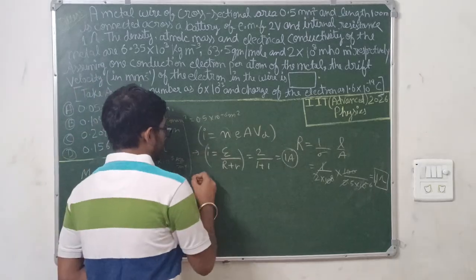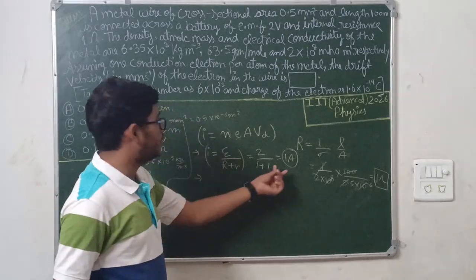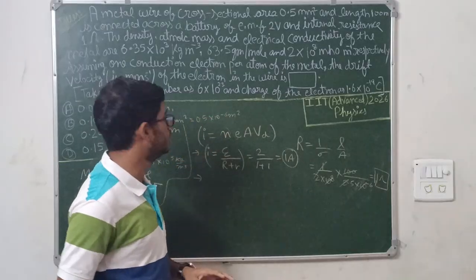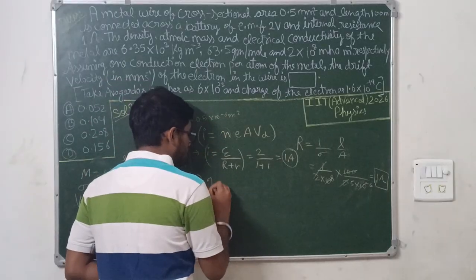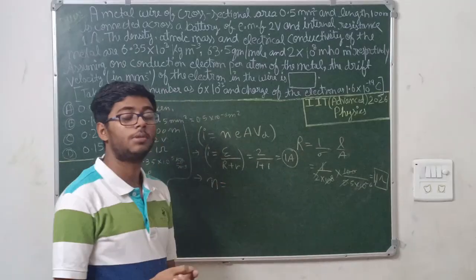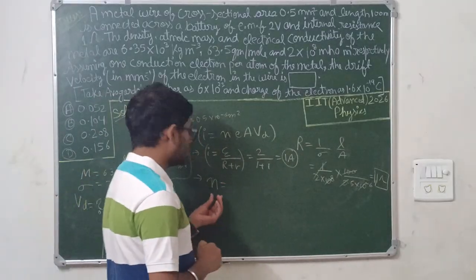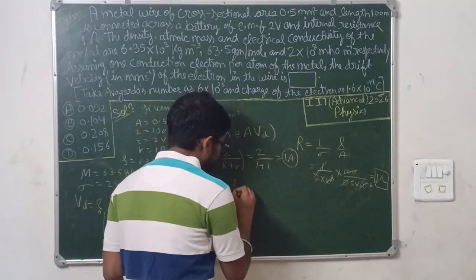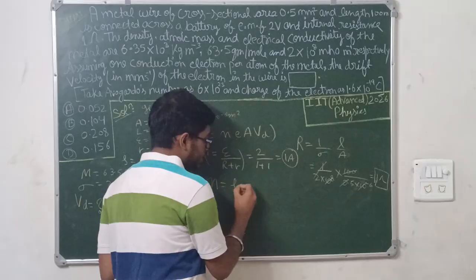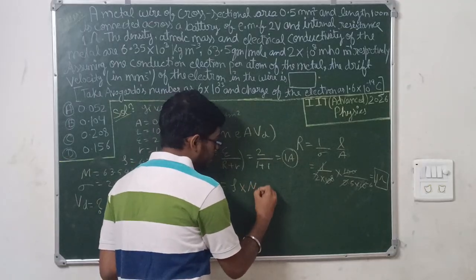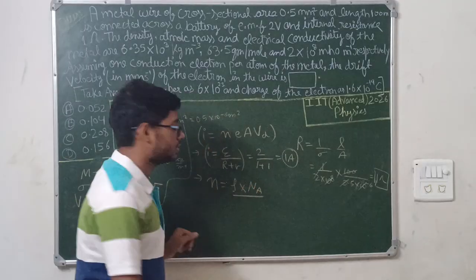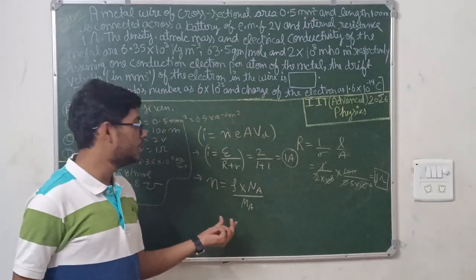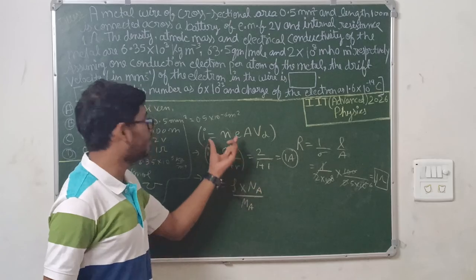Now you have got the value for the current. Now you have to find the value of n only, because everything else is given. What is the formula for n? It is not given mass upon molar mass. The formula for the number of electrons flowing inside the metallic wire is nothing but density into Avogadro's number upon the atomic mass. You can note down this formula in your copy. This is the general formula for n.